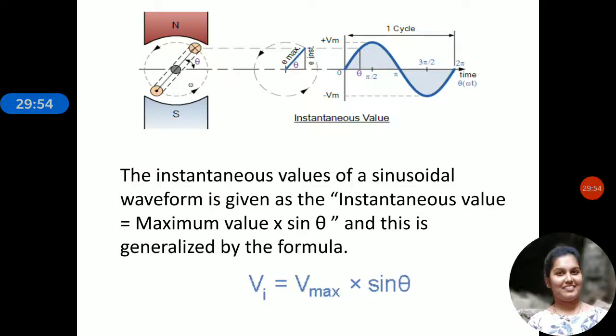By plotting these values onto graph paper, a sinusoidal waveform can be easily constructed. That is, we can know the shape of a sinusoidal waveform. Okay, so just take the instantaneous values of the EMF induced and plot them on graph paper, and we'll get to know the shape and the instantaneous amplitudes of the waveform that is being generated.